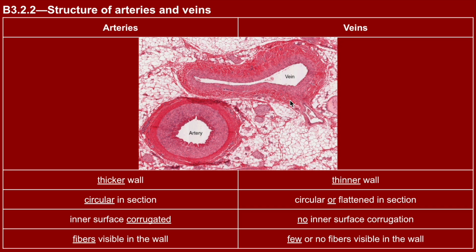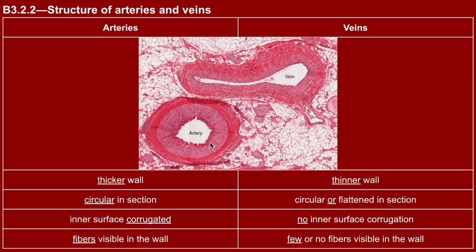Veins are where the blood is returned to the heart. And so the blood is no longer under that high pressure. It's draining out of the capillaries and into the veins. And so we're going to just have a thinner wall. Arteries tend to be circular in section, meaning if you took a cross section. Veins can be circular or they could be flattened or other shapes.